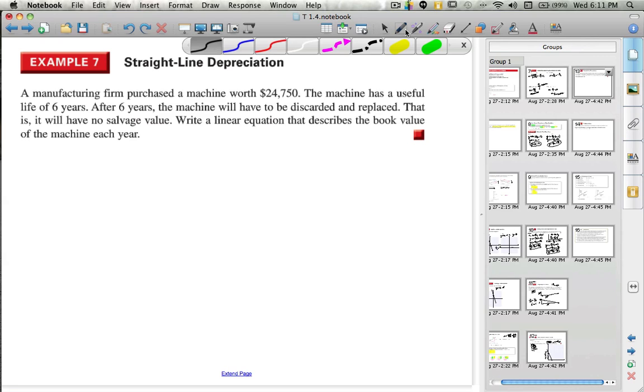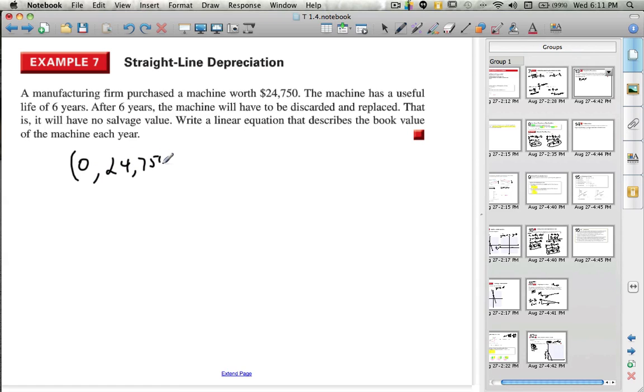Okay, so if we take a look at this information, they've given me enough information for 2 points. They have told me that in the first year, year 0, the value of my machine is $24,750. And they've told me that at the 6th year, in 6 years, the machine has no value, 0. All right, so if we wanted then to write the equation, we need a point and the slope. Well, we have enough to write the slope. So 0 minus 24,750 is negative 24,750.